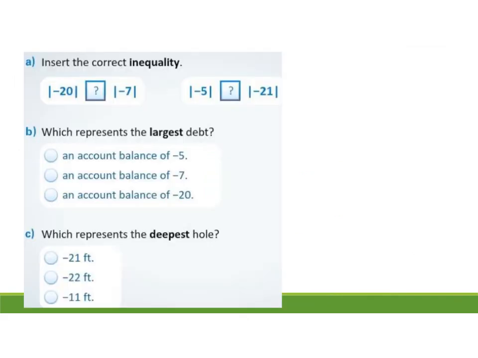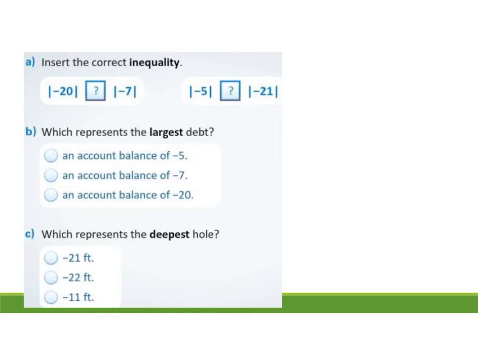All right, here's 3 questions for us. Insert the correct inequality, so that's a less than or greater than for us, maybe equal. And then B, which represents the largest debt, and C, which represents the deepest hole. Work with your neighbor on this one. Well, all 4 of these. 1 minute, go!